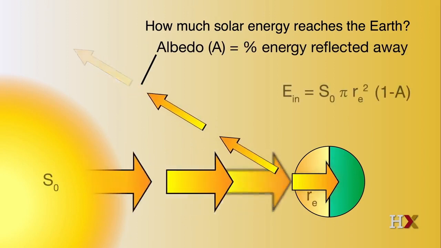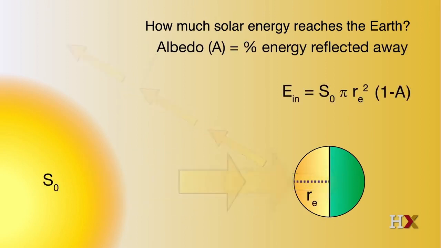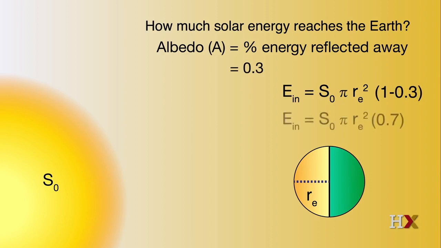So we adjust the total incoming solar radiation, S naught times pi r squared, by a factor 1 minus A, where A is the albedo of the Earth, and that just describes the fraction of incoming solar radiation that's actually absorbed by the Earth's surface and turned into heat as opposed to direct reflection back to space. The Earth's albedo today is about 30% or 0.3. So about 70% of the incoming solar radiation is actually absorbed by the Earth's surface.